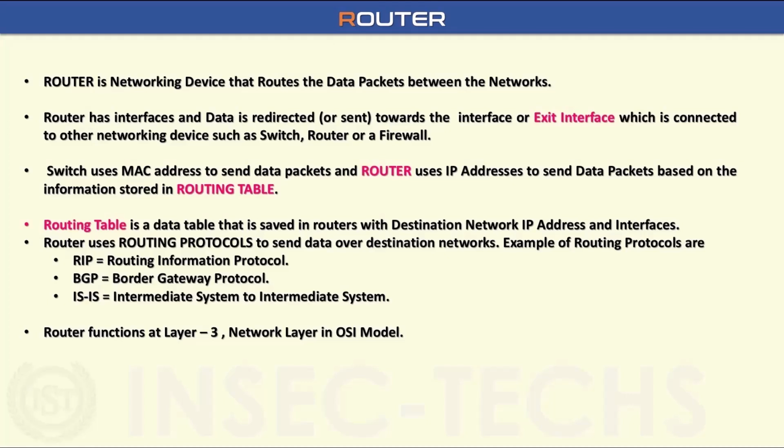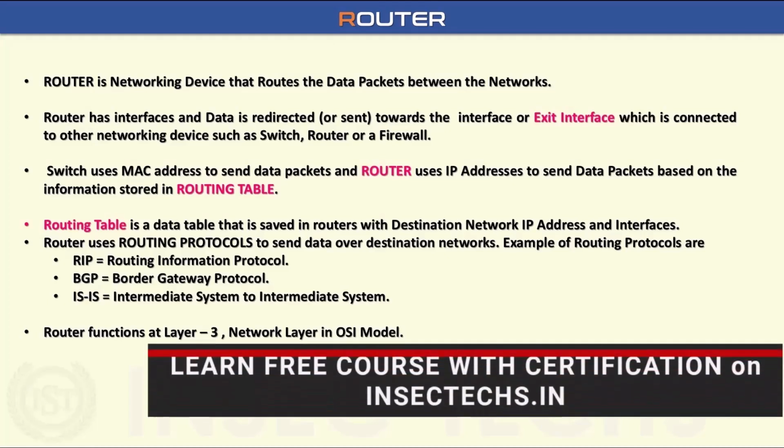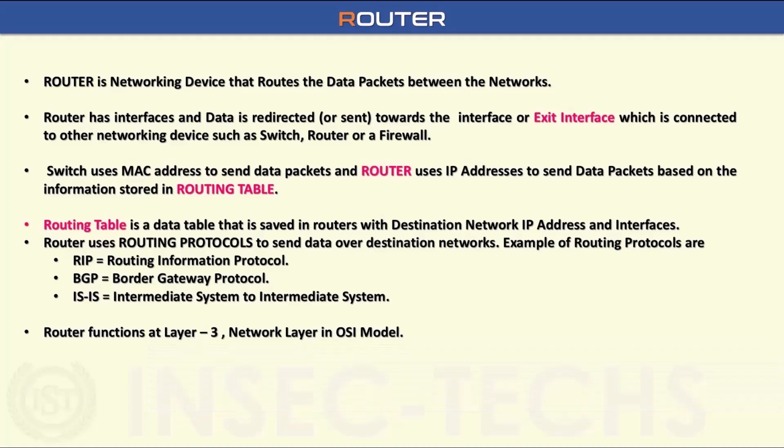In the switch we have a MAC table. The switch looks at the MAC table and sends data to the port which matches the MAC address. But the router looks at a routing table and decides where to route the packet, meaning to which interface on the router the data should be forwarded, because that interface is connected to some other network.